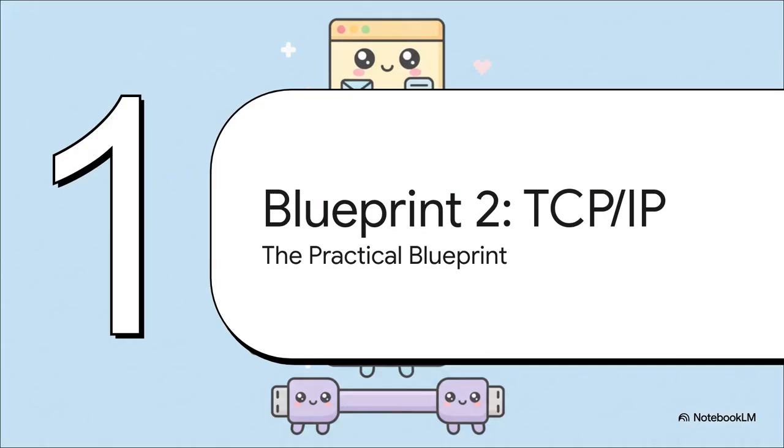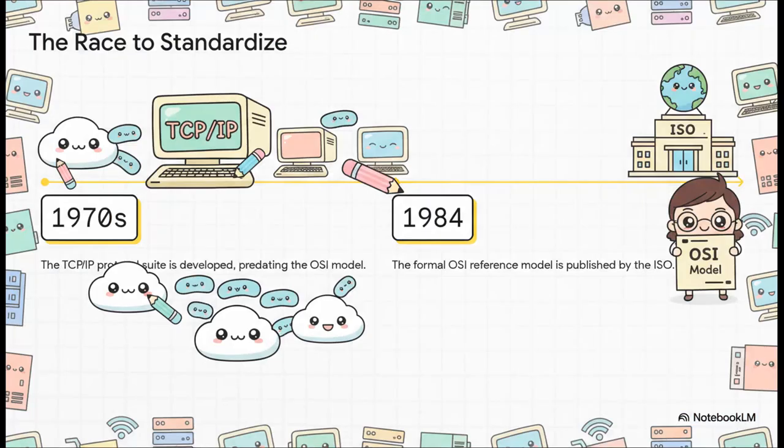So, if the OSI model is just a teaching tool, what does the real internet actually run on? Well, that brings us to the second and much more practical blueprint, the TCP/IP model. This is the one that really matters. And here's a funny little twist in the story. You'd probably think that the practical model came after the theoretical one, right? Nope, it's actually the other way around. The TCP/IP system was already up and running back in the 1970s, way before the OSI model was even published in 1984. And that little fact explains why the two models don't line up perfectly. They were basically developed in their own separate worlds.